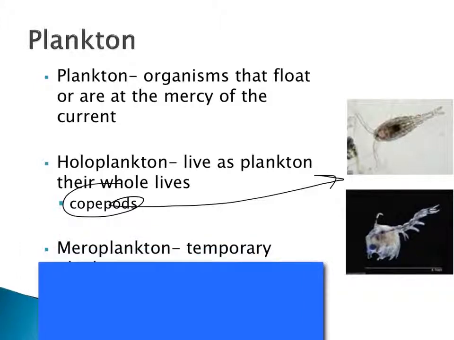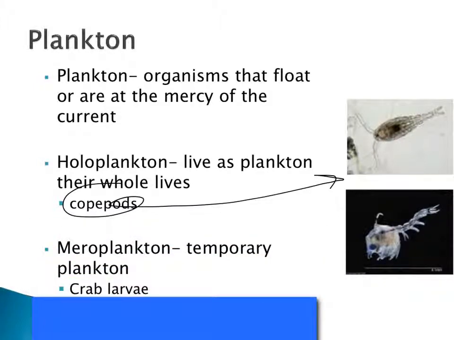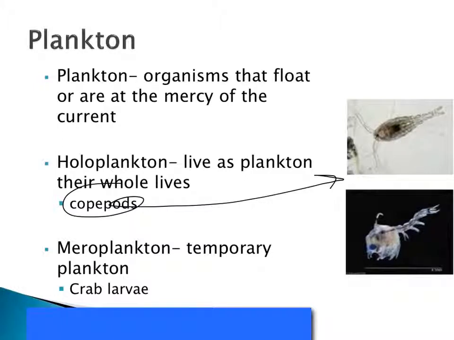Versus meroplankton are things that are basically temporary plankton. So this crab larvae is an example of meroplankton. He starts off as this little critter that again is at the mercy of the ocean, but eventually he's going to turn into an adult crab, and you guys know what crabs look like. They're able to walk, they're able to swim, they can control their position in the water column or their location independent of the currents.